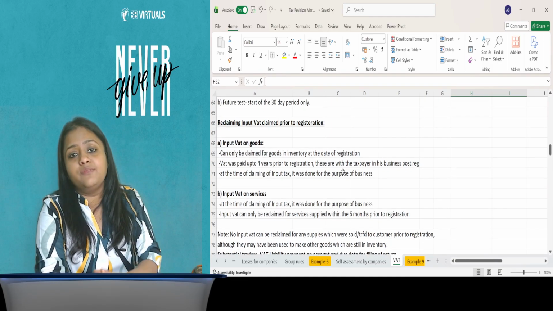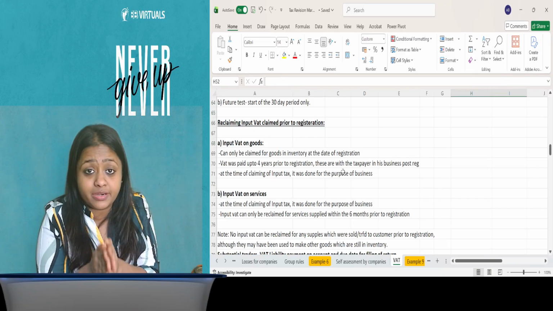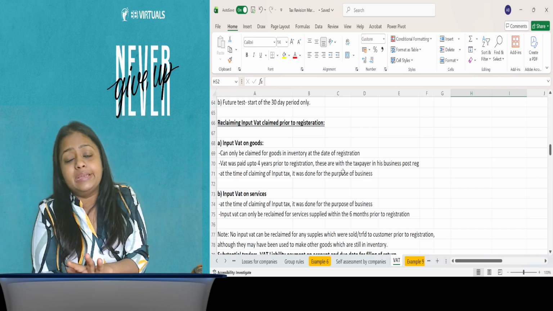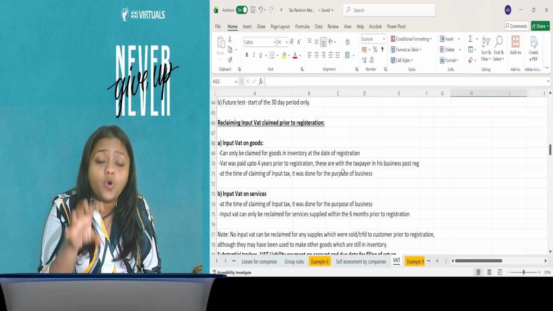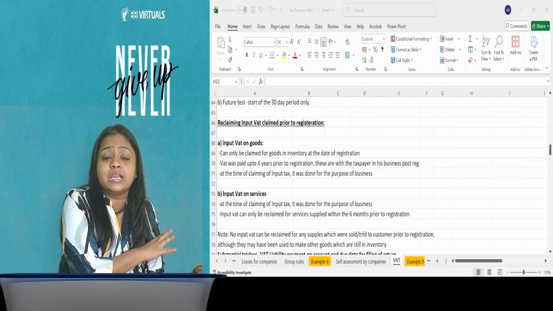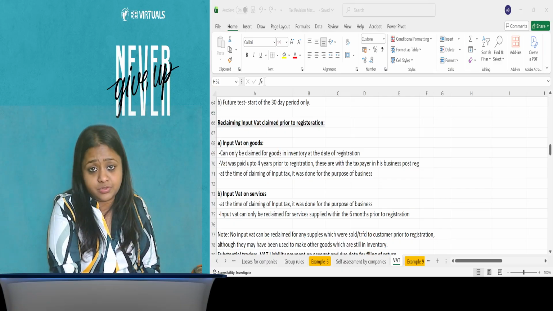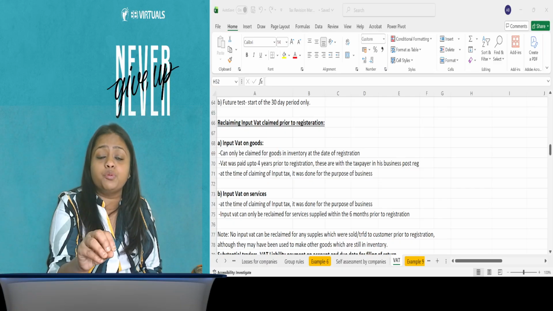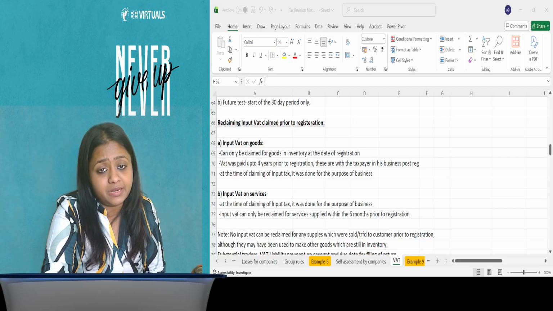Very important, can we reclaim the input VAT on the goods that we are holding on the day we got registered? Yes, provided that the stock of goods that you have, which is the opening stock on the date of registration, you take the goods that were purchased in the last 4 years only prior to the date of registration. So those goods' input VAT credit can be reclaimed. Okay, input VAT paid on it can be reclaimed.